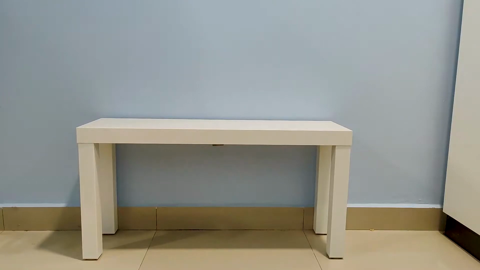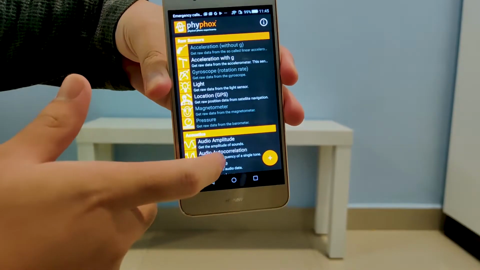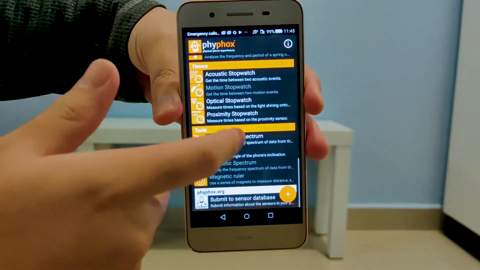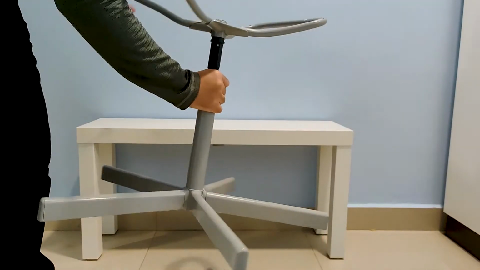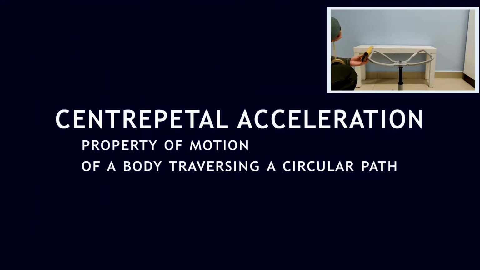For the next experiments, we will get a little help from Firefox. Firefox is an app for Android and iOS that uses the phone's built-in sensors to collect data and do interesting experiments. For this experiment, we are looking to find the radius of the circle during centripetal acceleration. Centripetal acceleration is the property of motion of a body traversing a circular path.